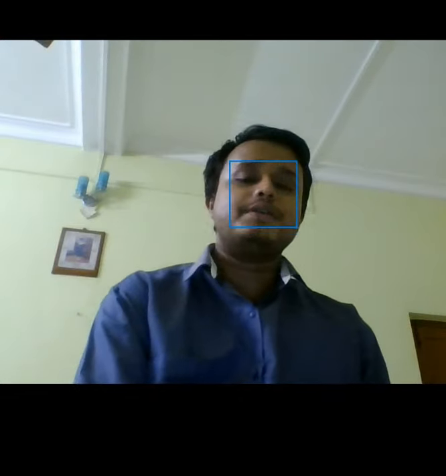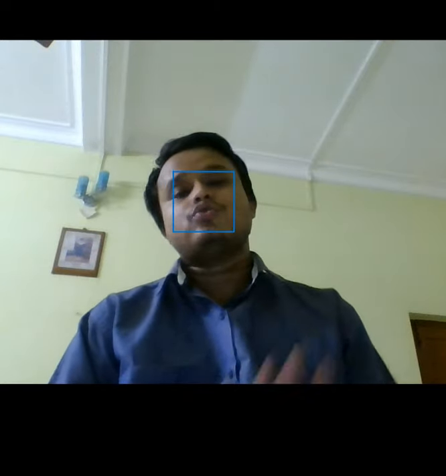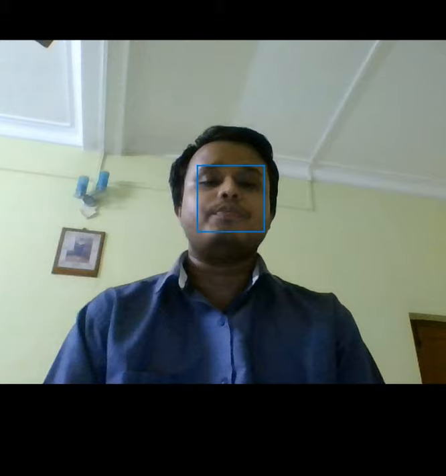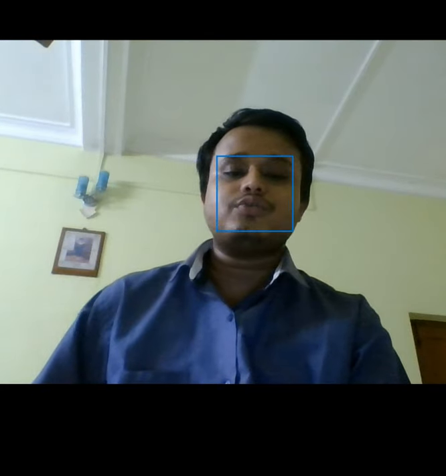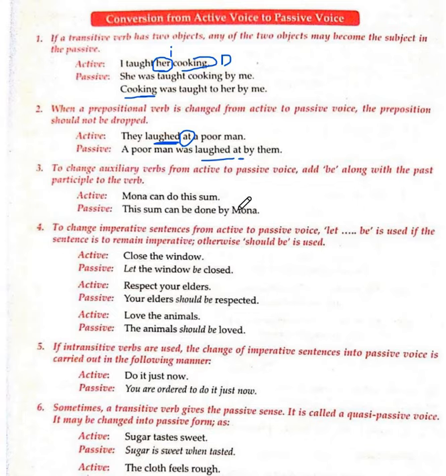So there you can see that I had told you that when there is a modal auxiliary, that modal will remain unchanged and will be used, and we also have to bring "be" after this modal, and we will be using the third form of the verb. This way we shall be changing it, and you can see here: Mona can do this sum. Here you can see the modal auxiliary "can".